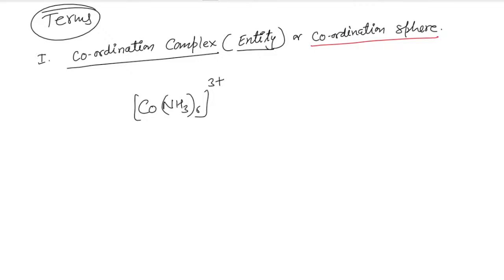So this is a cationic complex, and these complexes may be cationic, anionic, or sometimes neutral. For example, [Fe(CN)6]4−, or Ni(CO)4. Okay, and a fixed number of ions or even molecules, like this. See, NH3 is a molecule, so [Co(NH3)6]3+.